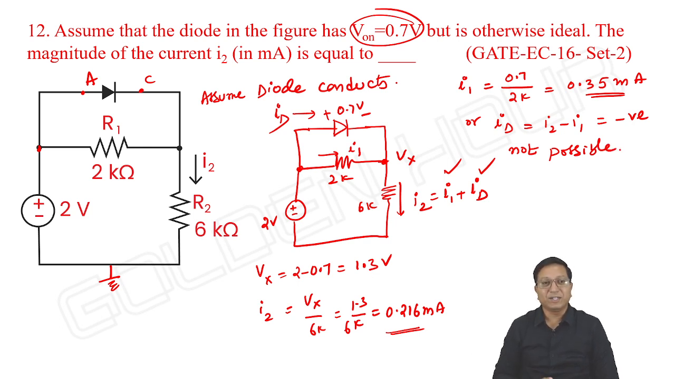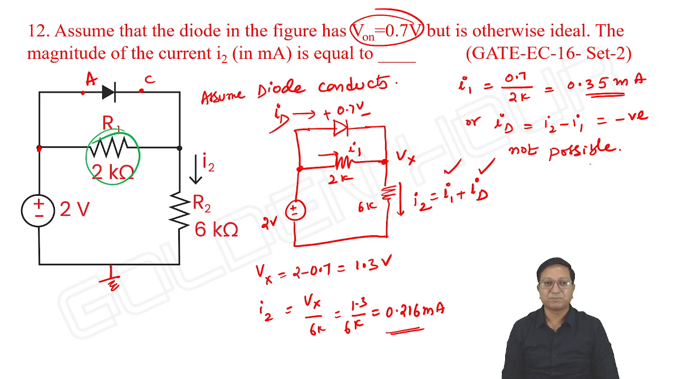It looks like the anode of the diode is connected to the positive terminal of the supply and the cathode is connected to the negative terminal, but the diode is not able to conduct. That is due to the 2 kilo ohm resistor we are connecting. If the 2 kilo ohm is not connected, then definitely the diode will conduct. The 2K connected across the diode is not allowing the diode to conduct. This is the interesting thing about this problem. So the diode is not conducting, we can say.